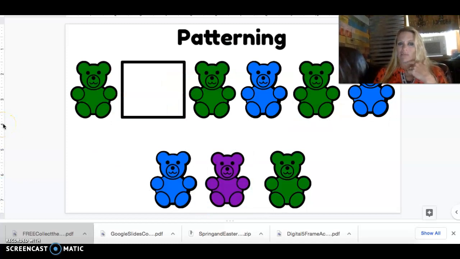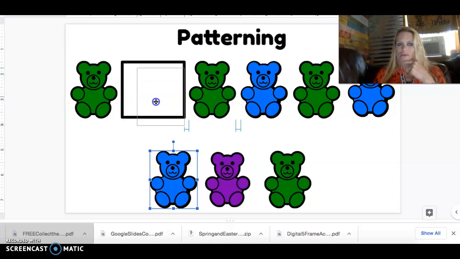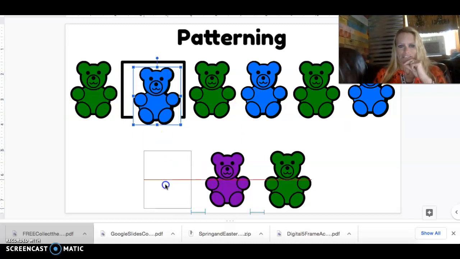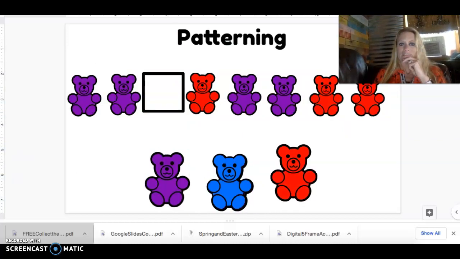What is the missing one in this pattern? I have green, blank, green, blue, green, blue. I think it's an A-B. A-B, A-B. So B is missing. Green, blue, green, blue, green, blue, green, blue. Good job.